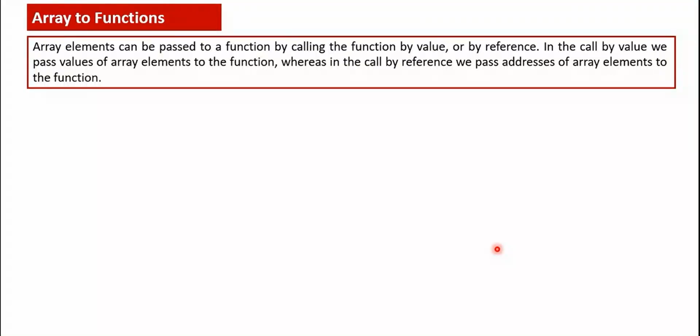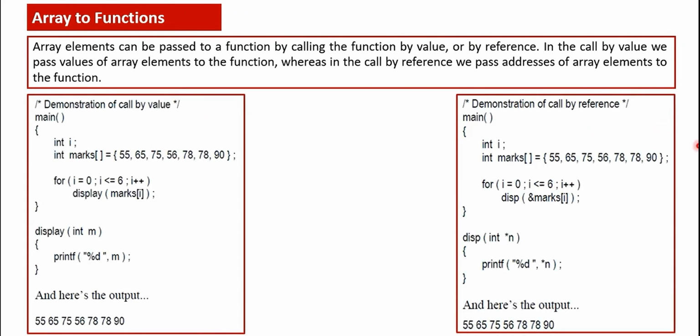Now let's talk about array to function, that is how we can pass an array to functions. Array elements can be passed to a function by calling the function by value or simply by reference. If you remember the example of call by reference and call by value, we defined a swap function. Similarly, these are the examples that demonstrate passing an array to a function.